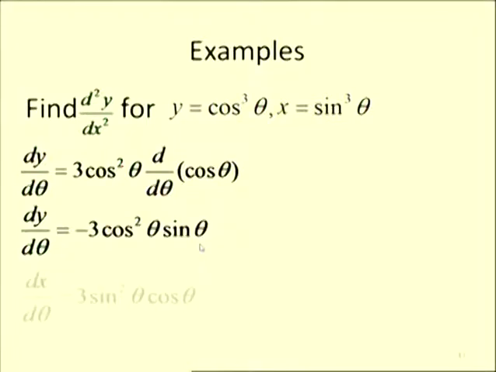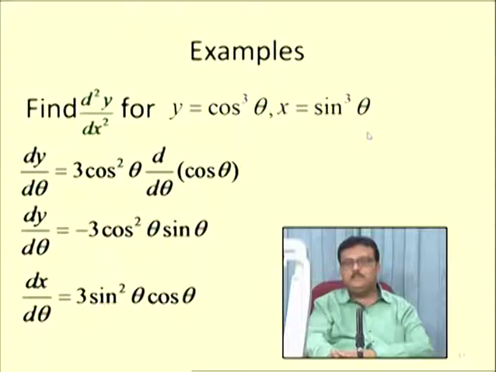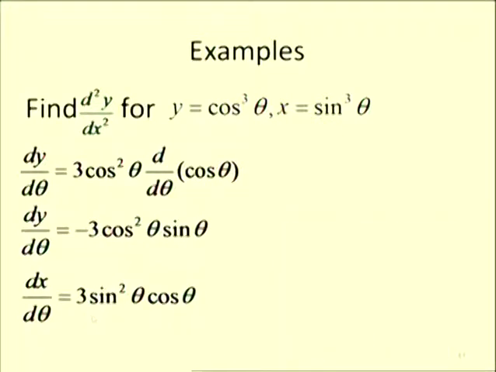Now let us find the derivative of x with respect to theta. So dx by d theta is 3 sin square theta, because it is sin cube theta. The derivative of x cube is 3x square, so similarly the derivative of sin cube theta is 3 sin square theta into the derivative of sin theta, which is cos theta, as we have seen just now for y. So here we are getting the derivative of x with respect to theta, that is 3 sin square theta into cos theta.